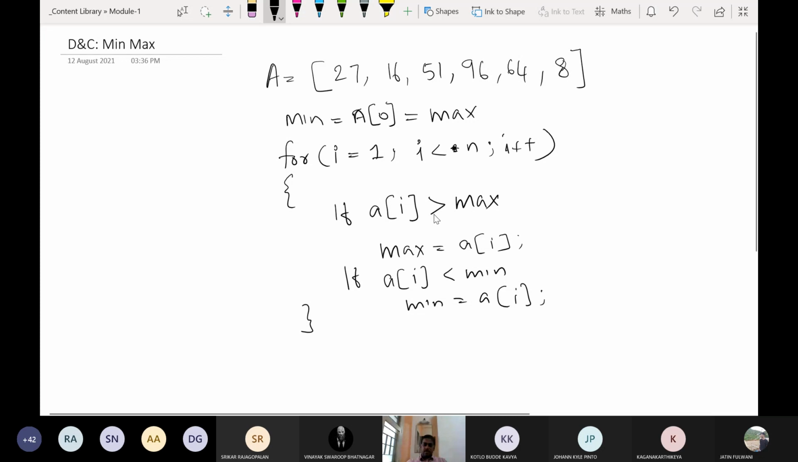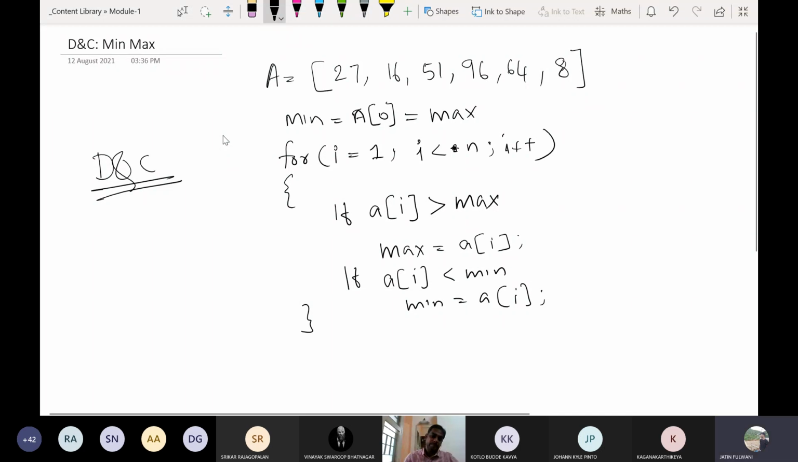Now my question is, if you want to do the same program using the D and C approach, that is the divide and conquer approach, from the theory classes you will know what divide and conquer is and how to apply it to a problem. Here the problem is finding the maximum and minimum. How will you apply divide and conquer to this question? If this is your problem, how can you apply it?